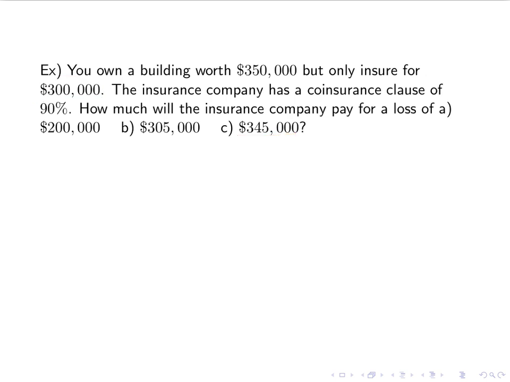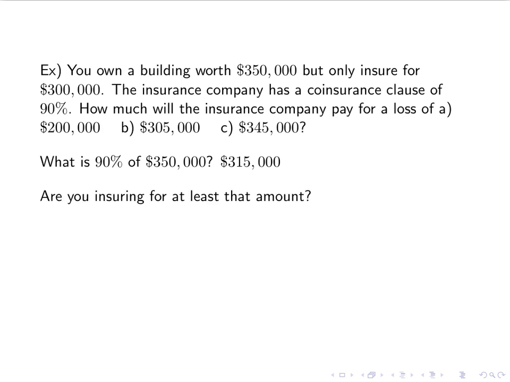But let's try another one. You own a building worth $350,000, but only insure it for $300,000. The insurance company has a coinsurance clause of 90%. How much will the insurance company pay for a loss of A, $200,000, B, $305,000, or C, $345,000? Again, we're going to ask the same starting questions. What is 90% of the building's worth? $315,000. Are you insuring for at least that amount? No. I'm only insuring for $300,000, which is not at least $315,000.